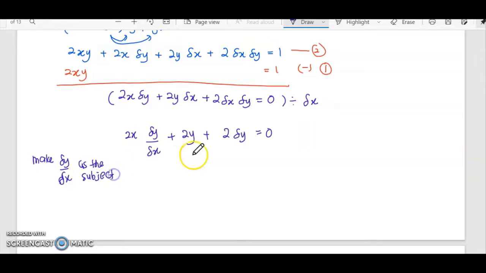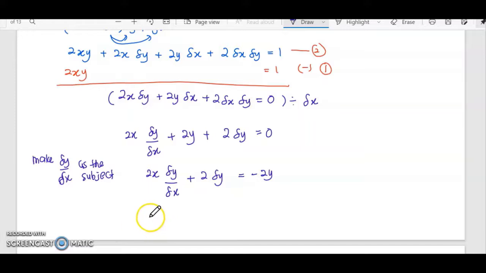Okay, so kita nak buat sekarang. Kita ada kat sini delta y. Tapi kat sini kita nak factorizekan. So, sebelum kita nak jadikan sebagai subjek, kita kena factorize dulu kan. Jadi letak dulu 2y ke sana. So we have here 2x delta y over delta x plus 2 delta y equal dengan negative 2y.